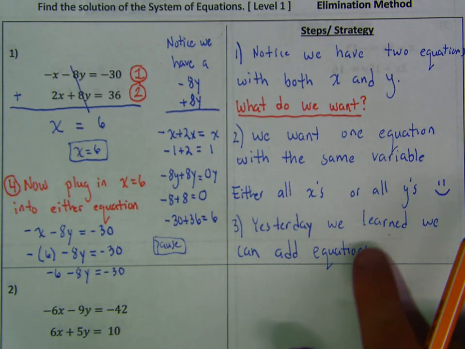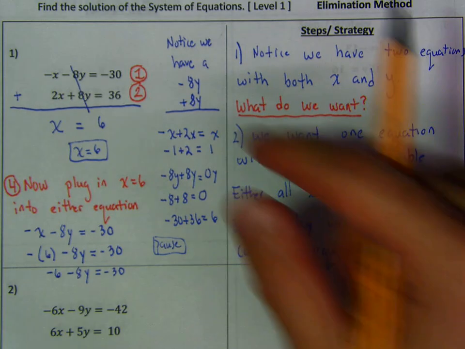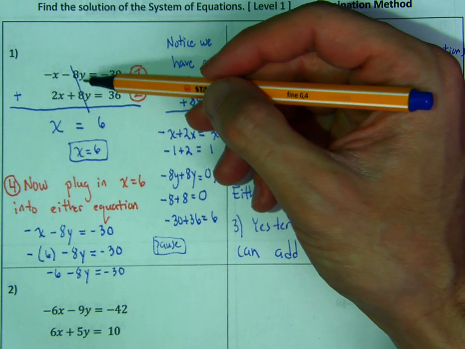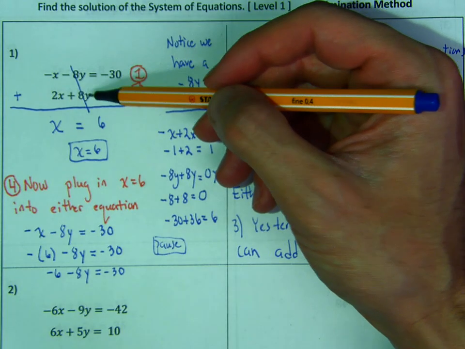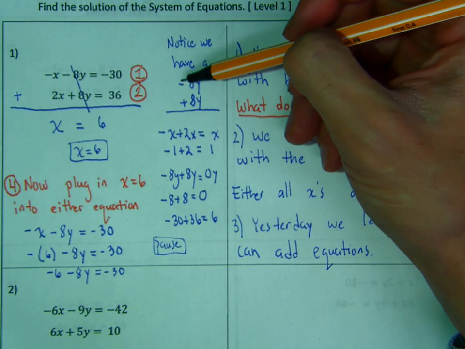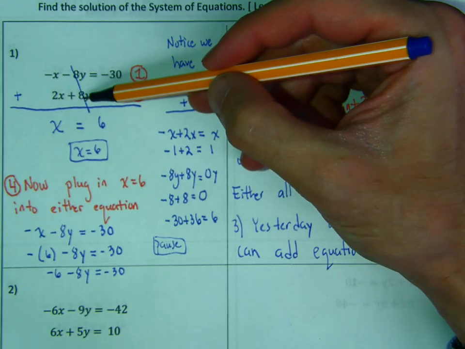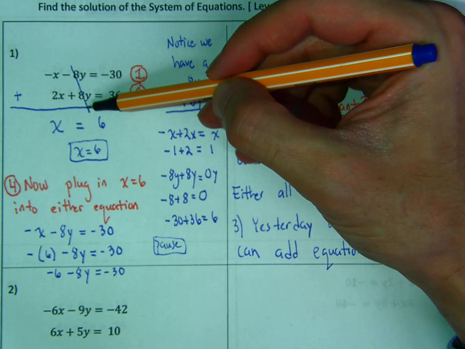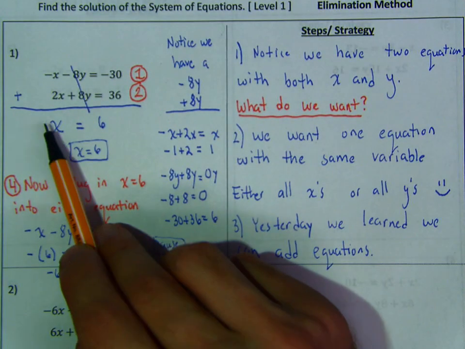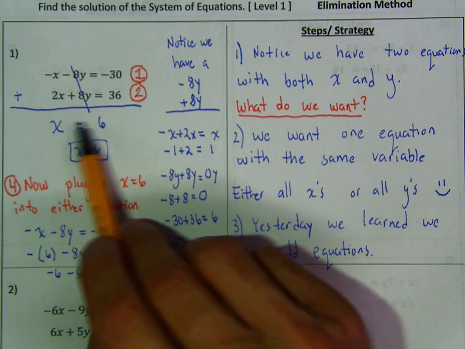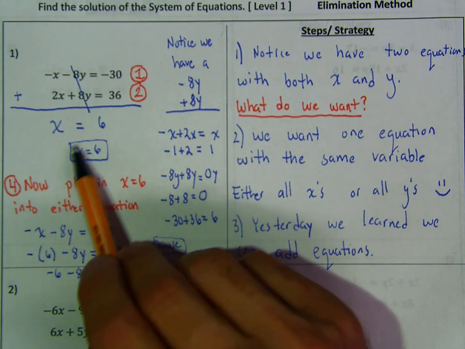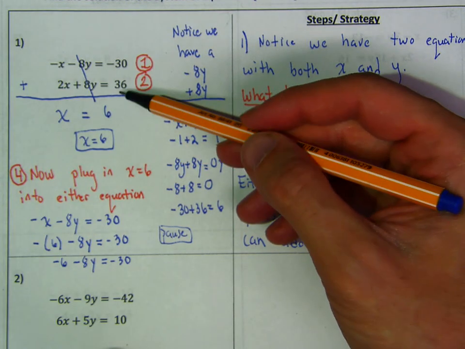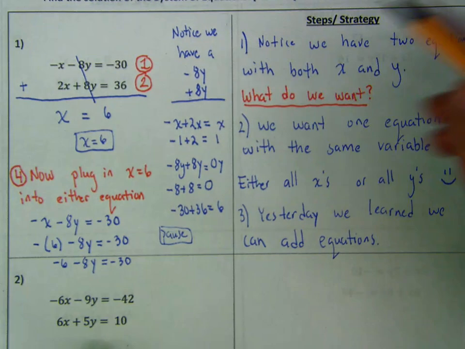So yesterday you learned you could add equations, right? So here, notice that why were you lucky over here, or why is this nice? It's because you have a negative and a positive of the same number. So what happens is, when you add these two equations, this negative 8 plus 8 cancels out, and you're just left with x. Now that you're just left with x, you got lucky that you have x is equal to 6. Once you get one of the variables, what can you do? You could plug this variable into either equation, right? So that's how it works.